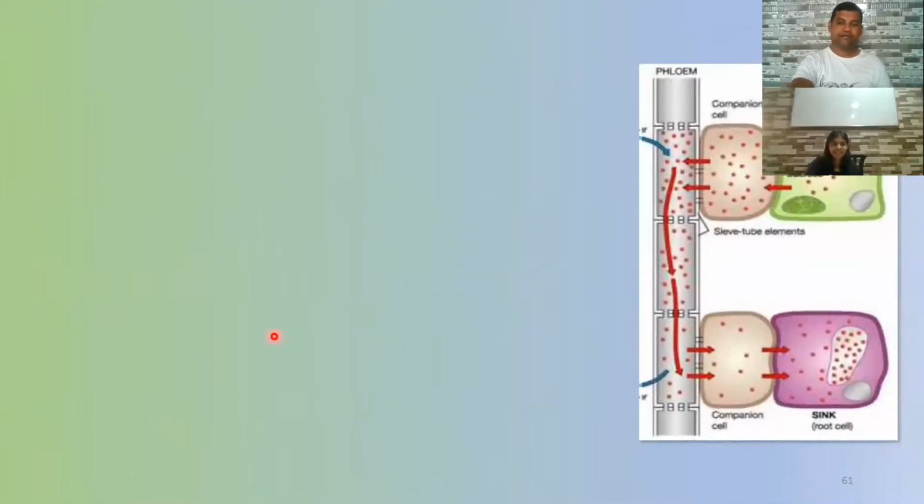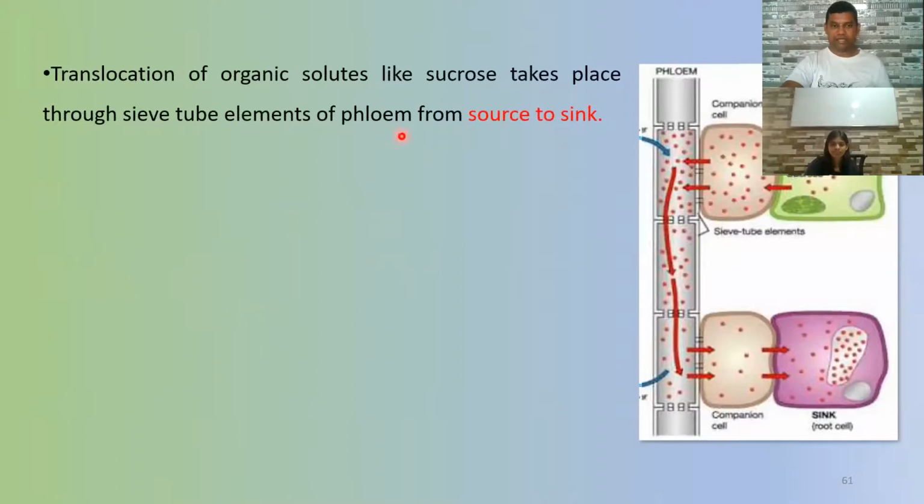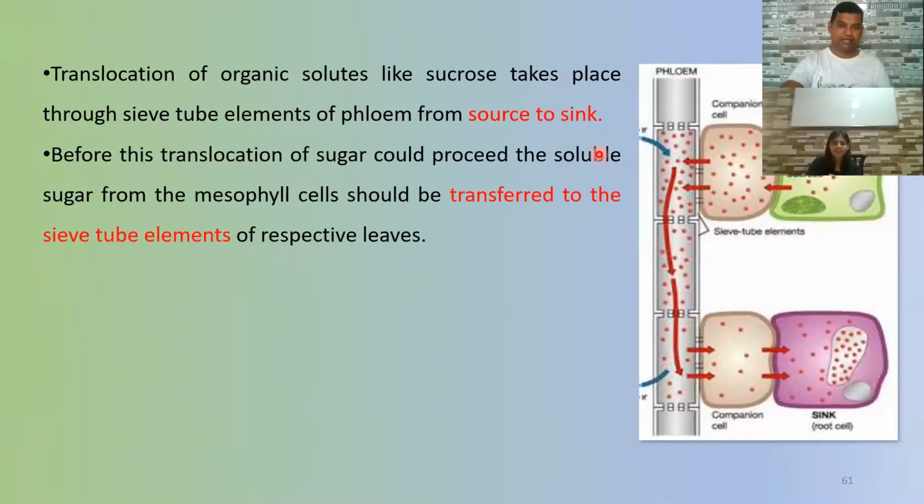Now, ये देखो translocation क्या है, किसका हो रहा है? Most commonly through the phloem tissue, it is the sucrose which is being translocated. Sucrose in sieve tube, from the source to the sink. That is the one which is translocated.